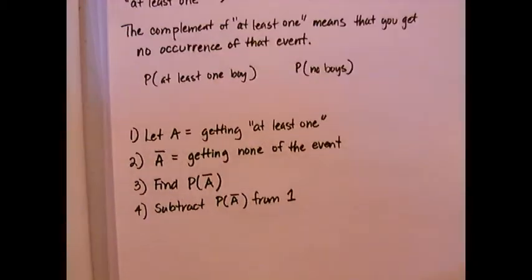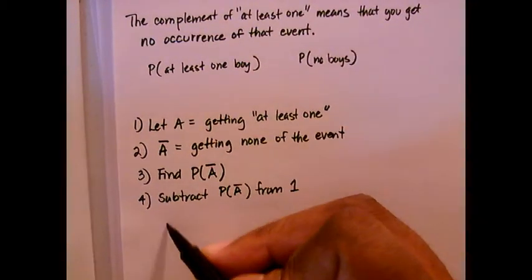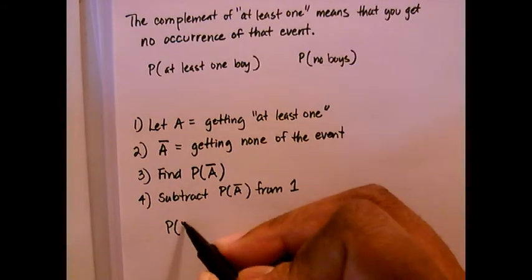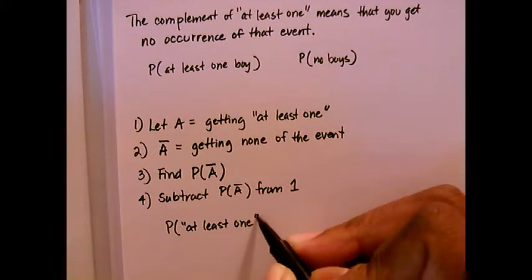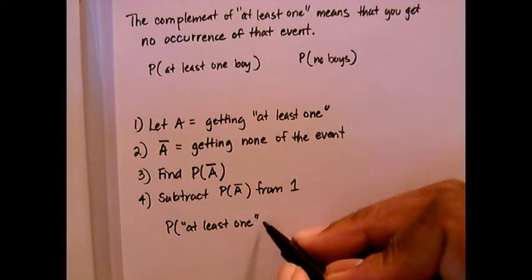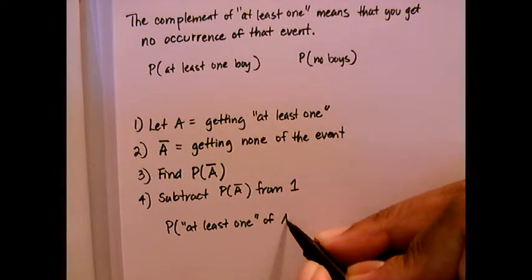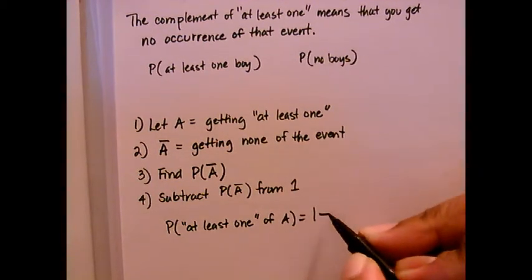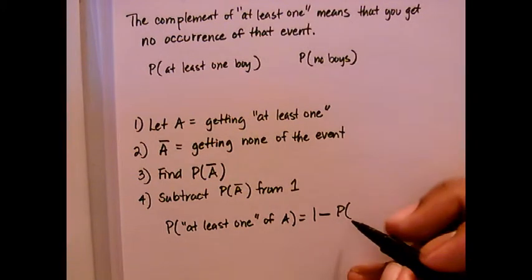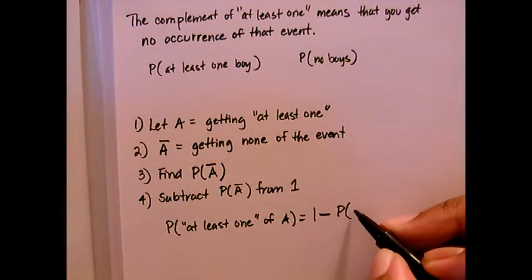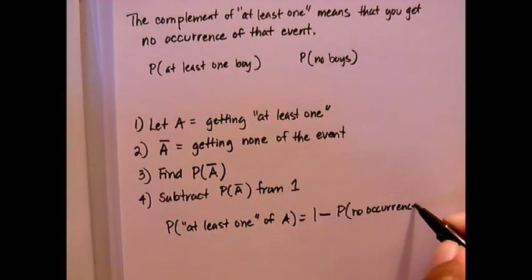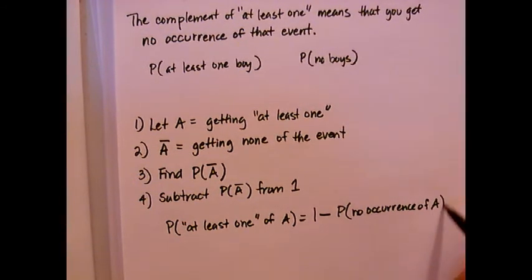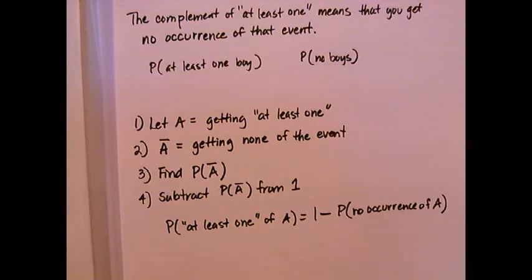So in other words, it's going to be this particular situation. The probability of, let's say, at least one occurrence of A is going to be equal to 1 minus the probability of no occurrence of A. Alright, that's basically what that means.